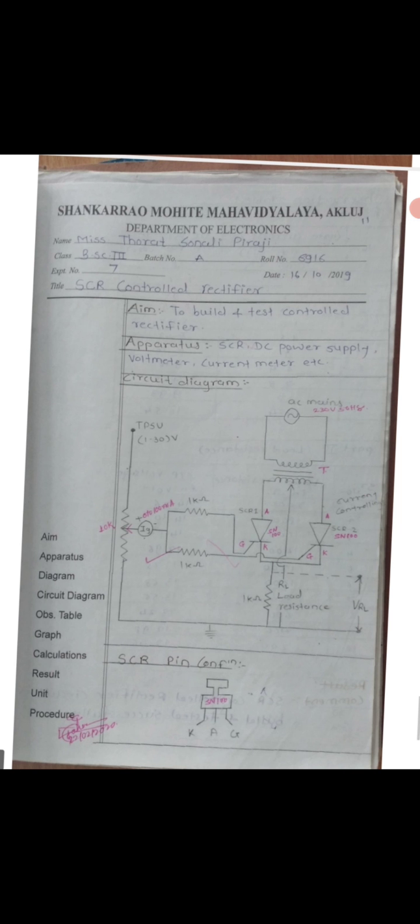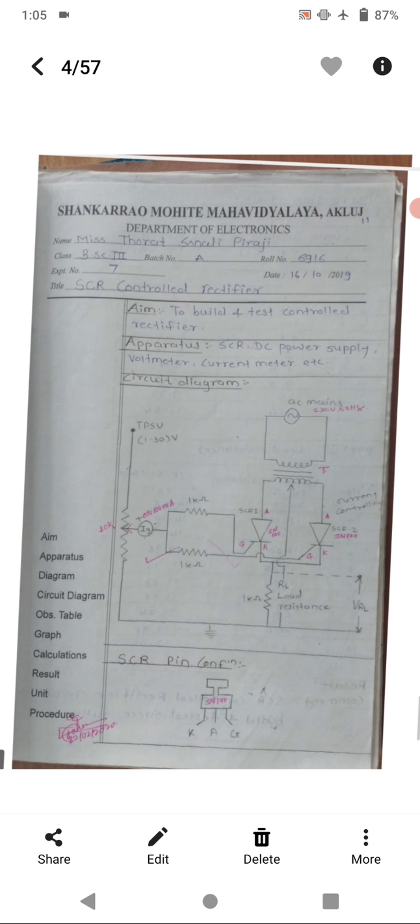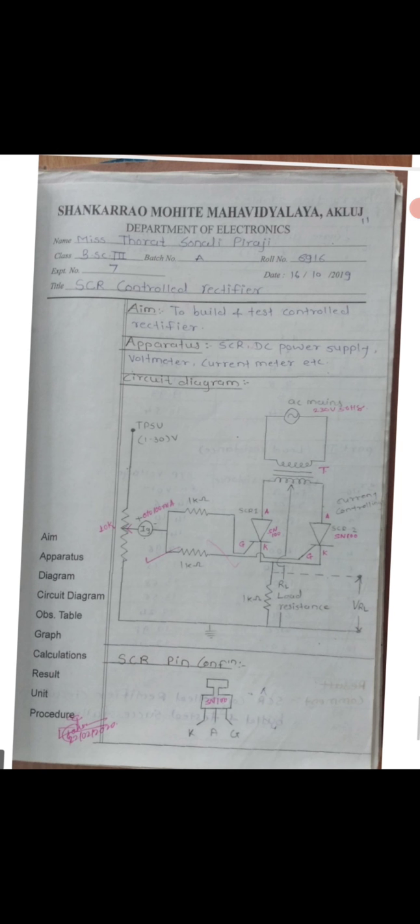Like a diode, the silicon controlled rectifier is a unidirectional device. SCR is a unidirectional device that allows the current in one direction and opposes it in the other direction. In this way the SCR works. Then, this SCR is a three terminal device: anode, cathode and gate.